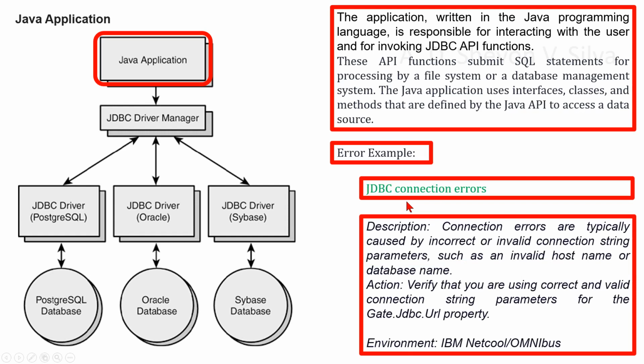As an error example, we can consider JDBC connection errors in the environment with IBM Netcool Omnibus. The description is connection errors are typically caused by incorrect or invalid connection string parameters such as invalid hostname or database name. The action is to verify that you are using correct and valid connection string parameters for the getjdbcurl.